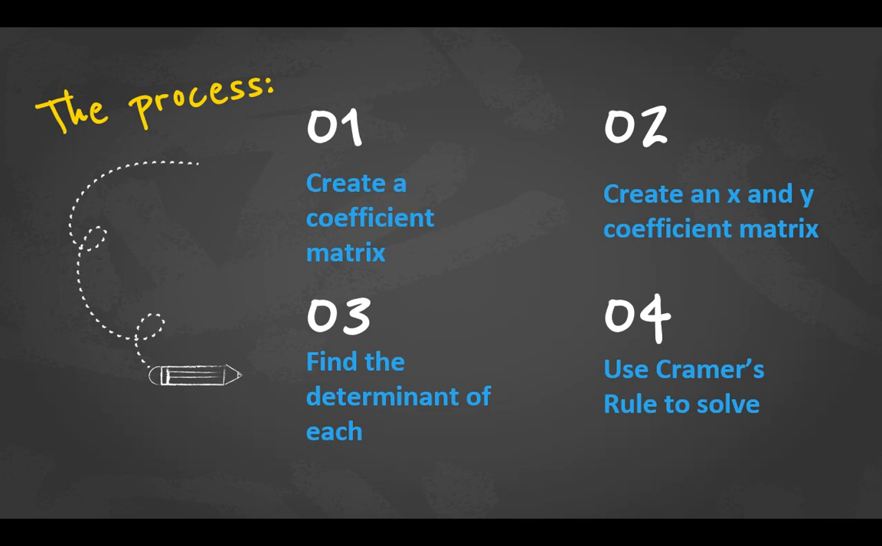Okay, so let's talk about Cramer's rule first. Here's the process. First thing we do, we create a coefficient matrix. Second, we create an X and Y coefficient matrix. Third, we find the determinant of each. Fourth, we use Cramer's rule to solve. I just want you to write these down, and then we work through these steps in the process of a problem.